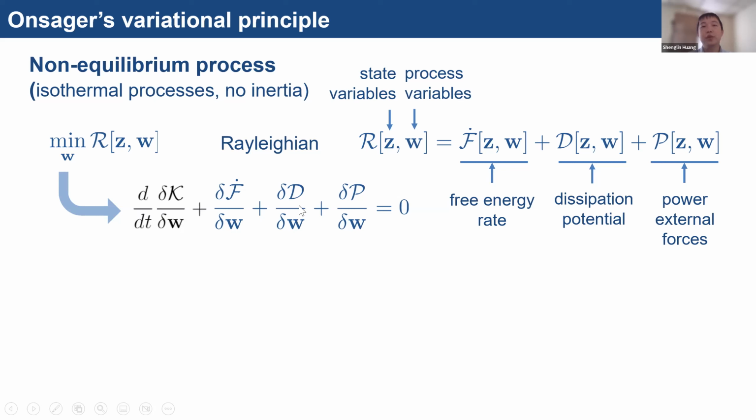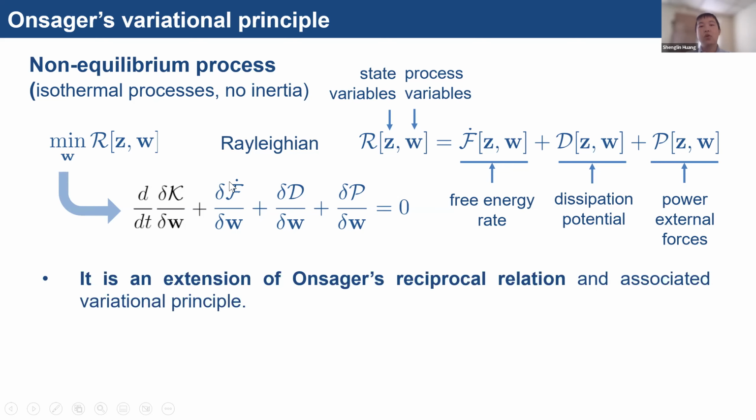And moreover, if we want to count the inertia effect, we can also simply add the effect from the kinetic energy K. So why do we choose Onsager variational principle? First, it is an extension of the Onsager reciprocity relation. The Onsager reciprocity relation describes the linear response for near-equilibrium phenomena, and the Onsager variational principle can be viewed as the extension to far-from-equilibrium phenomena.